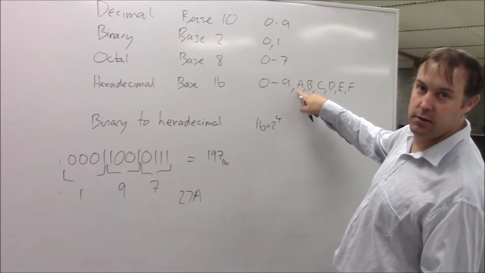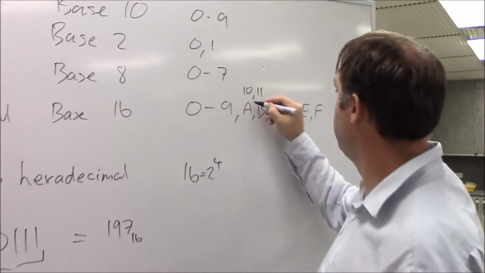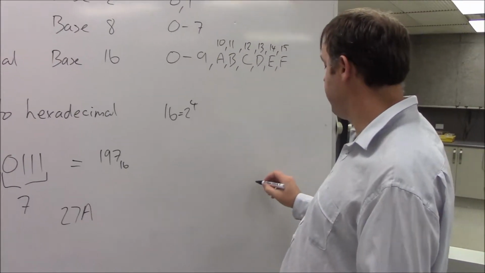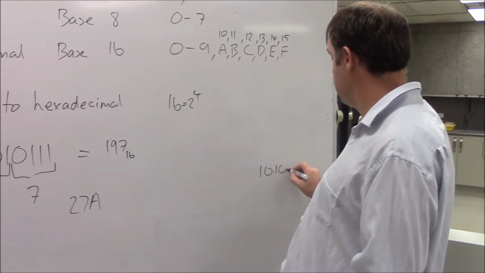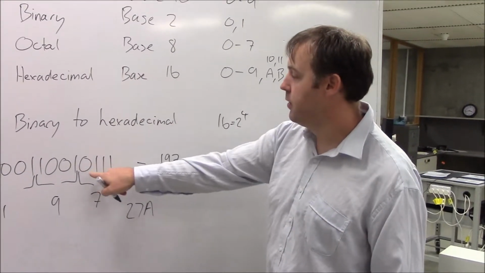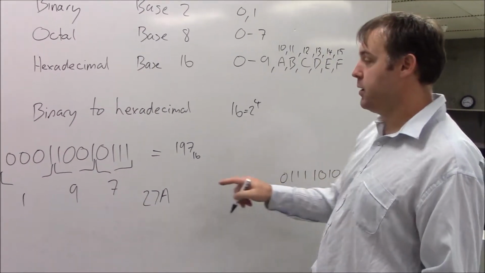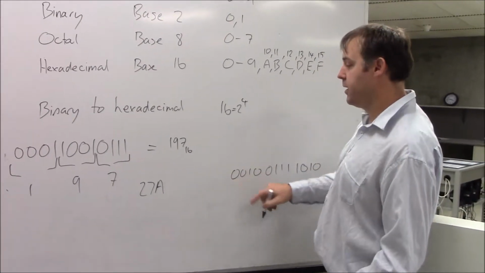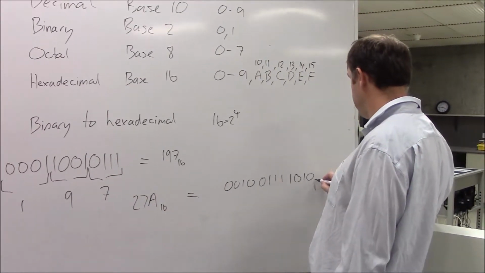A is 10 in decimal, which I can make from an 8 and a 2. 10, 11, 12, 13, 14, 15. And 10 is made from an 8 and a 2, so it's 1, an 8, a 2, and no 1s. That's my A. A 7, we saw 7 there, it's made from a 4, a 2, and a 1. So 0, 1, 1, 1. And the 2, again, is going to be 0, 0, 1, 0. So that is 27A in base 16 is equal to this in base 2.